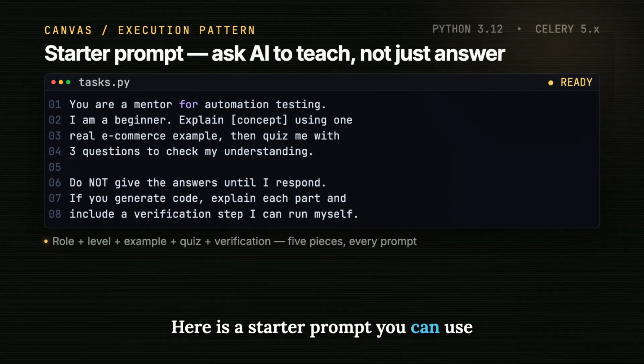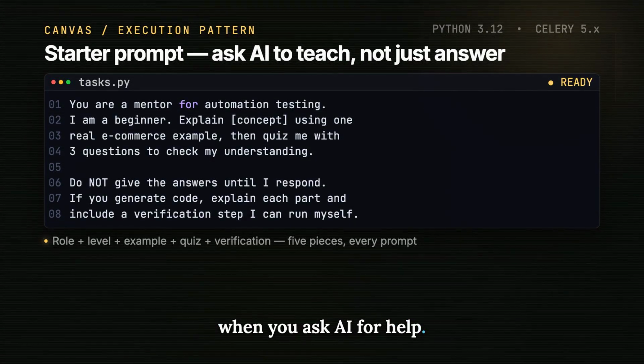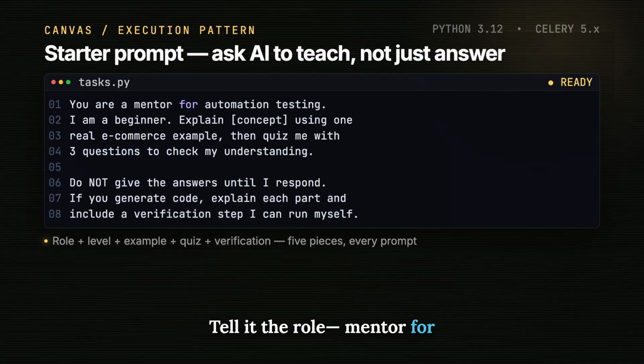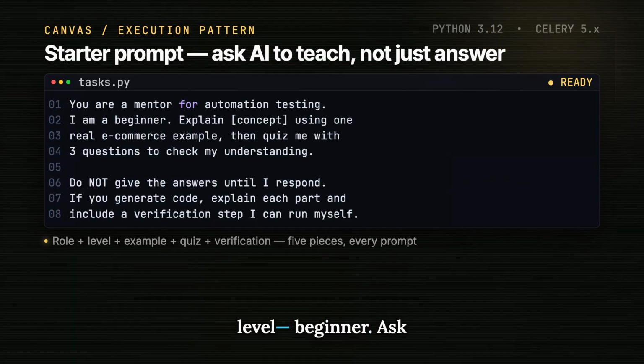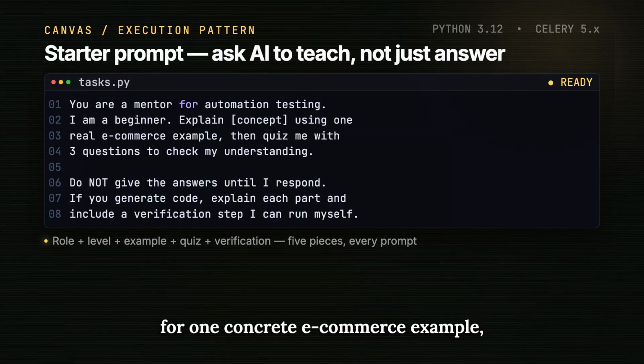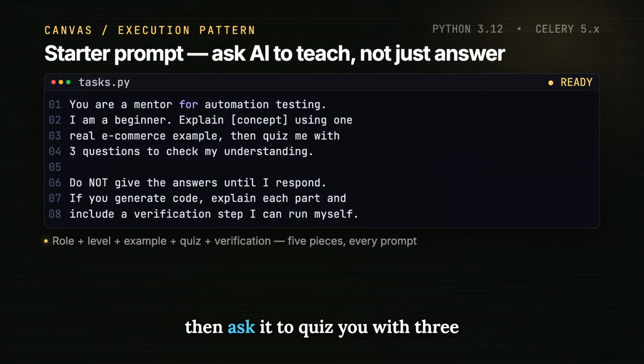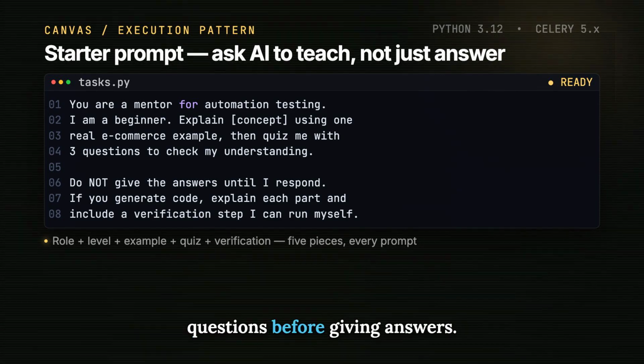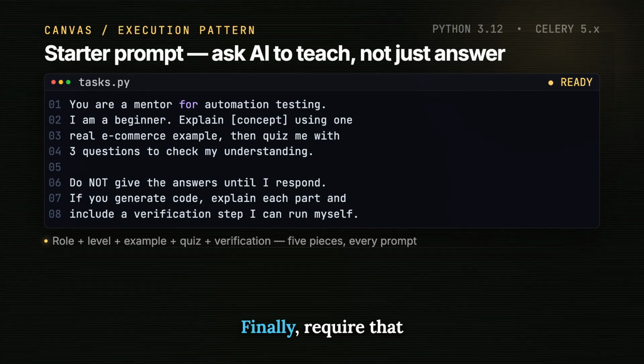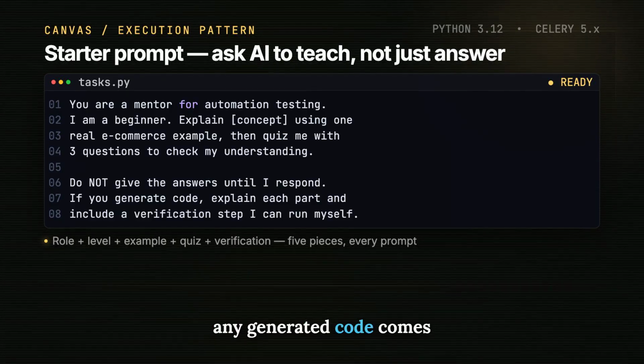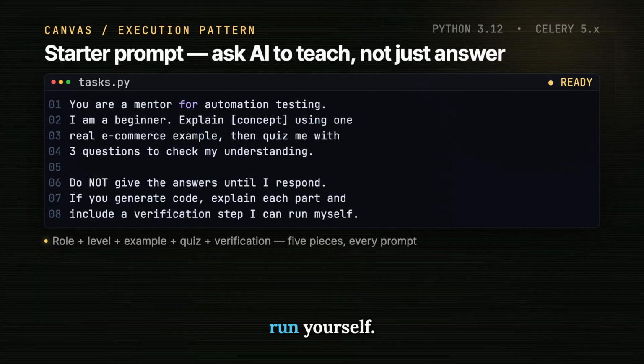Here's a starter prompt you can use when you ask AI for help. Tell it the role, mentor for automation testing, and your level, beginner. Ask for 1 concrete e-commerce example, then ask it to quiz you with 3 questions before giving answers. Finally, require that any generated code comes with a verification step you can run yourself.